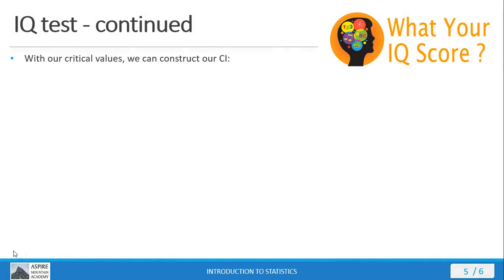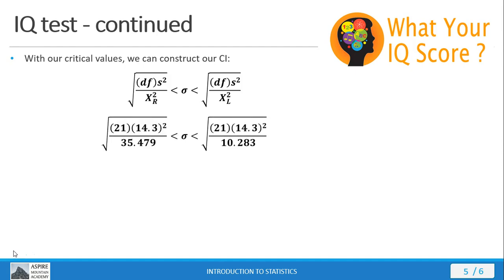Now I can actually construct my confidence interval now that I have my critical values. So I start with that standard form, and I'm going to substitute in for each of those variables what I know. So I've got 21 degrees of freedom. My sample standard deviation is 14.3. And I've got my critical values that I just calculated a moment ago. So I plug those values in, punch it out on my calculator, and I get 11.0 to 20.4. This then is my confidence interval estimate for the standard deviation.